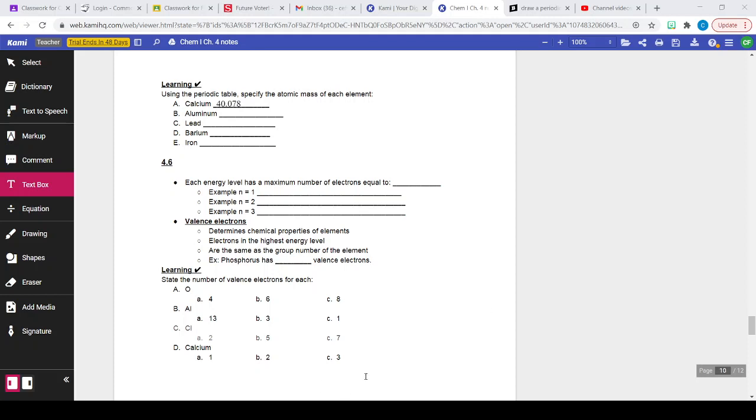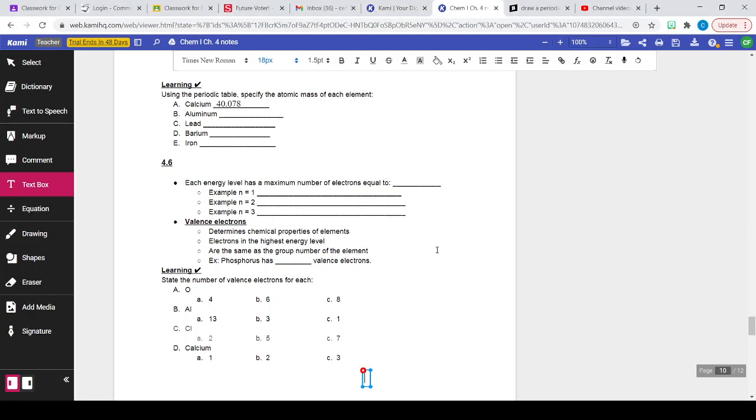Alright guys, so 4.6, we're going to talk about energy levels, and energy levels are the circles that we were putting around those diagrams. So when it says each energy level has a maximum number of electrons equal to, you heard me tell you guys a while back that circle 1, or energy level 1, can hold 2 electrons. The second energy level can hold 8, and the third energy level can hold 8.